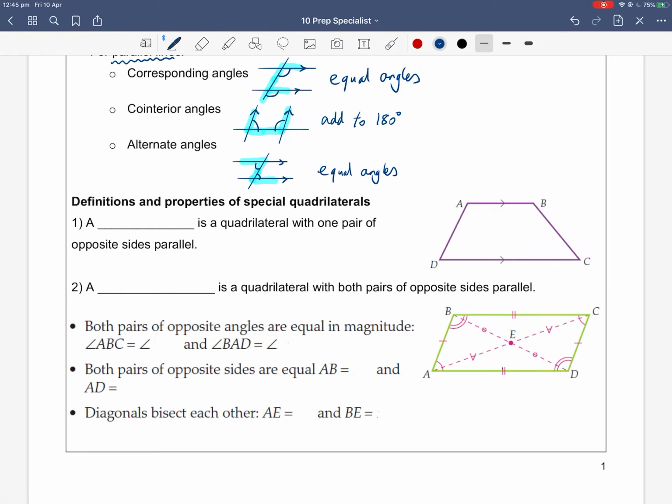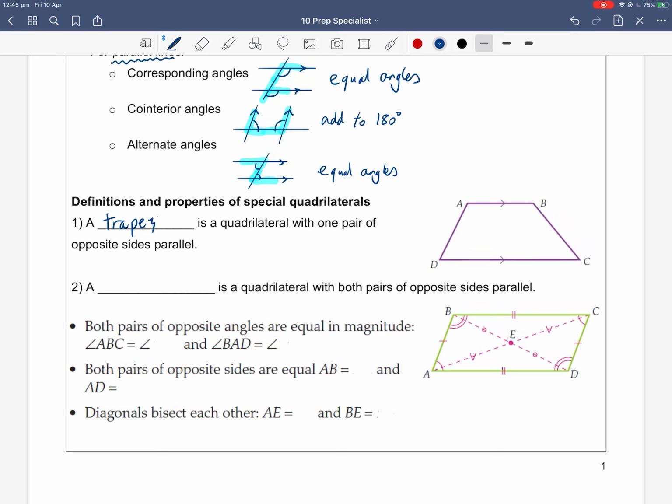Okay, so let's continue on by looking specifically at the quadrilaterals, four-sided shapes. We're going to look at the definitions and properties because we're going to use the properties later on to prove certain statements about quadrilaterals. So to start it off, we're going to look at a trapezium.